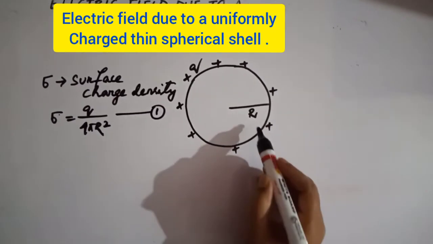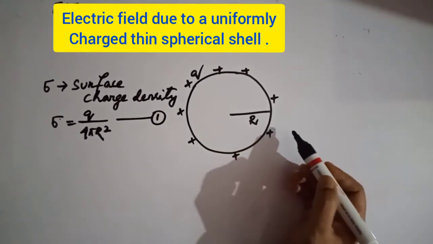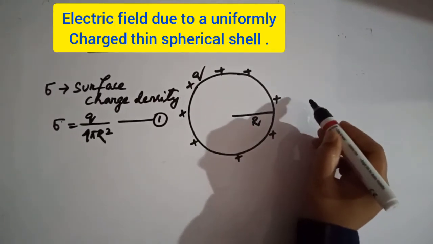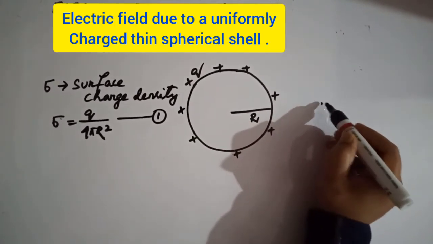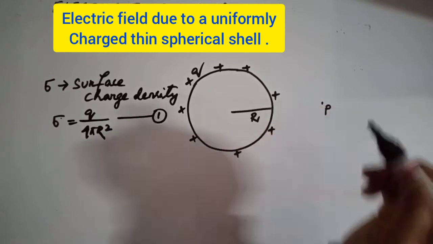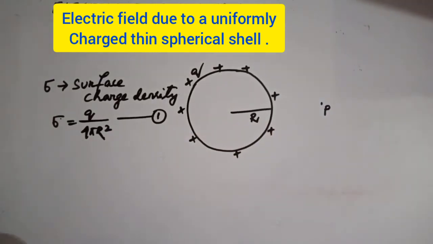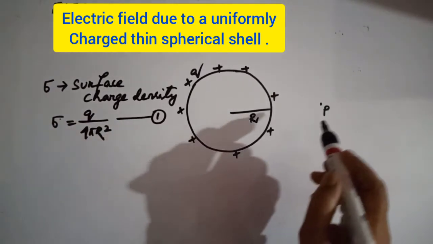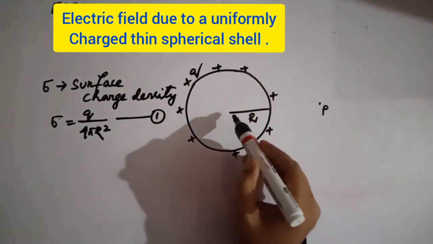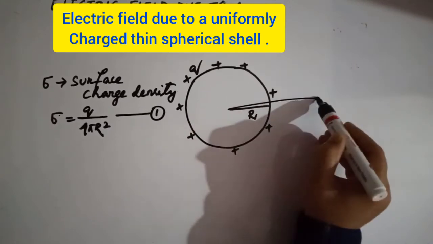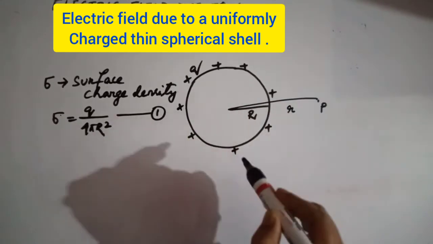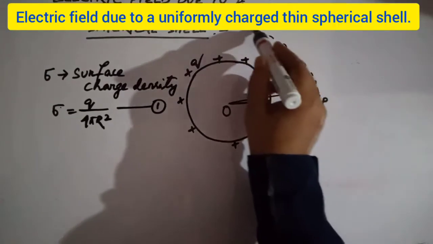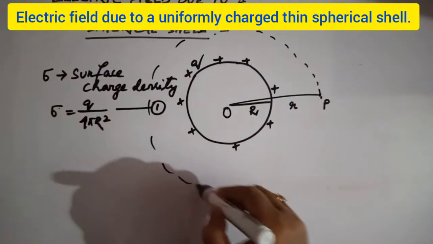Now let's find the electric field at a point outside the spherical cell. Let this point be P. At point P, we want to find the electric field due to this spherical cell. To find the electric field at this point, which is at a distance small r from the center, let's consider a spherical Gaussian surface of radius small r.